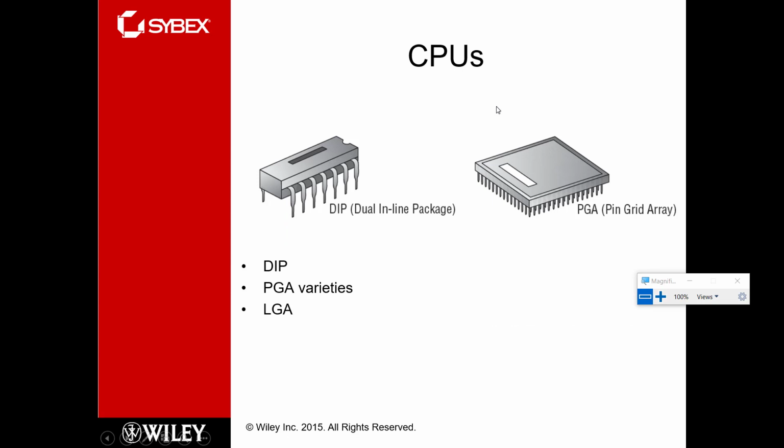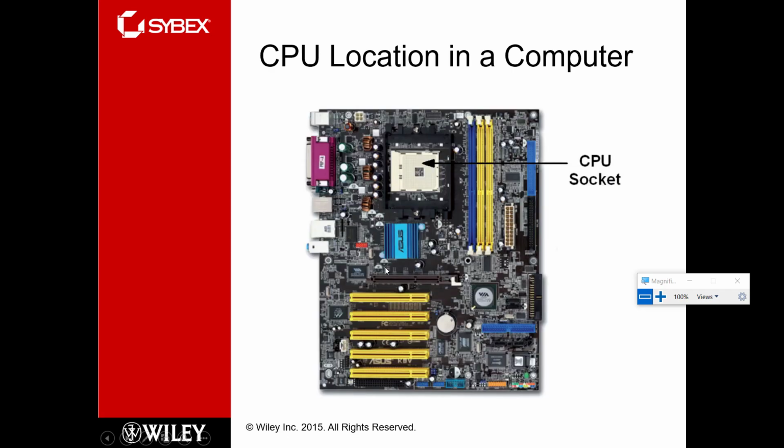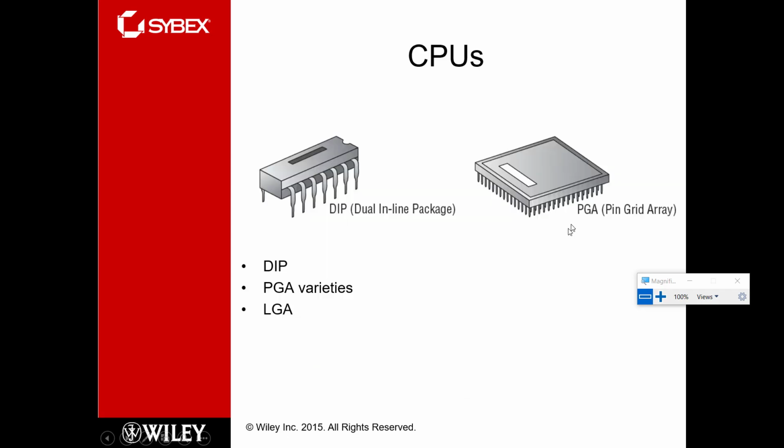So CPUs: there is the dual inline package, DIP, it's not RIP, it's DIP, and there's PGA, pin grid array. Now these are the technologies, and then there's LGA. So we're going to talk about them in detail. This slide is giving away a lot of terminology that we still need to go into depth with. So in the next slides, of course, I'm going to bore you some more.